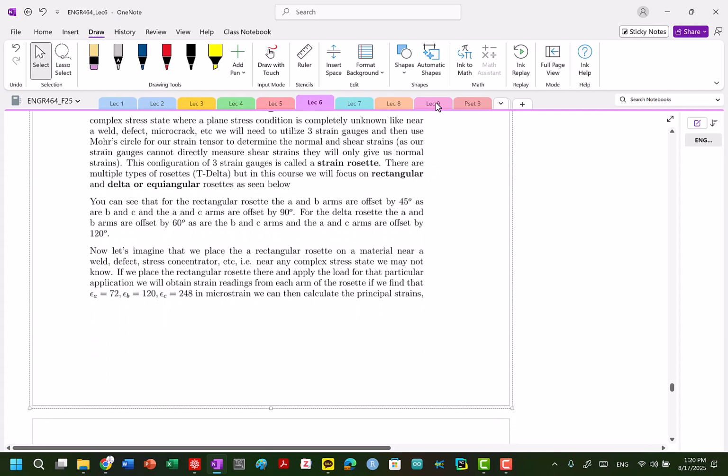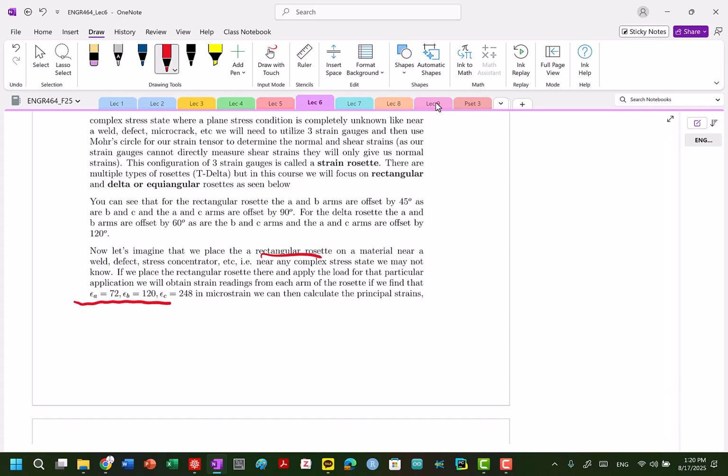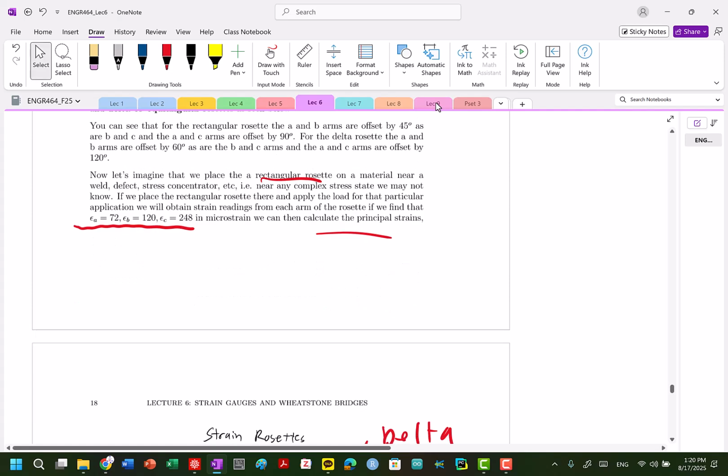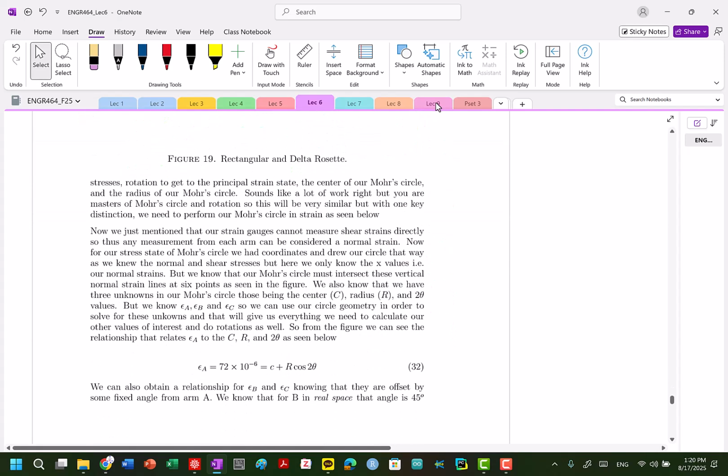And so, for example, let's imagine we have a rectangular rosette in a material, and I think it's best to see this as an example. We have these strains that are measured in microstrain. And let's say you want to calculate the principal strains of your system.